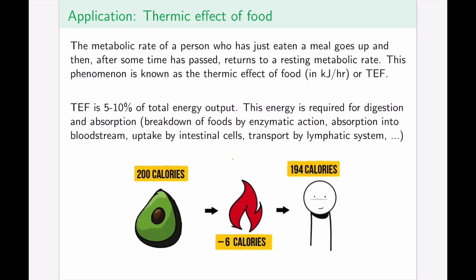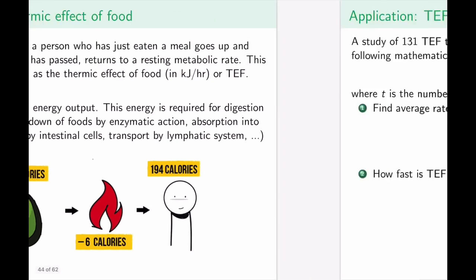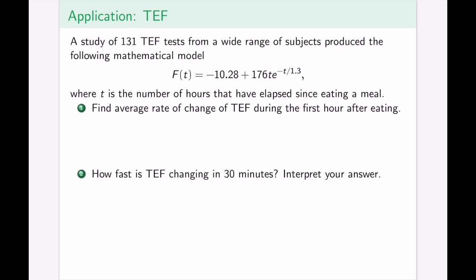So what we're going to be interested in is analyzing the function in terms of this thermic effect. How long does it take for your body to return to the resting metabolic rate after a meal? We have data from a study that consisted of 131 thermic effect of food tests taken from a wide range of subjects in terms of gender, age, race, and so on. The mathematical model that was produced is this particular model, where T, appearing in a few spots here, stands for the number of hours that have elapsed since eating a meal.